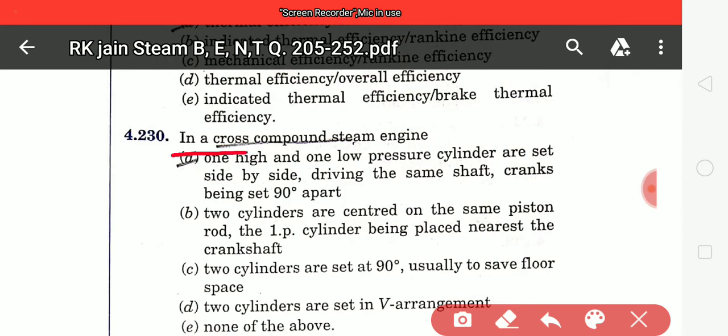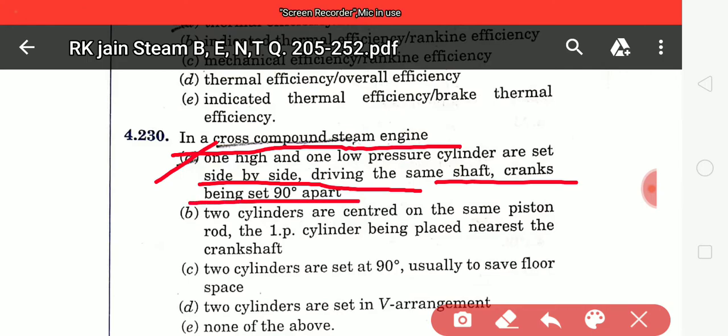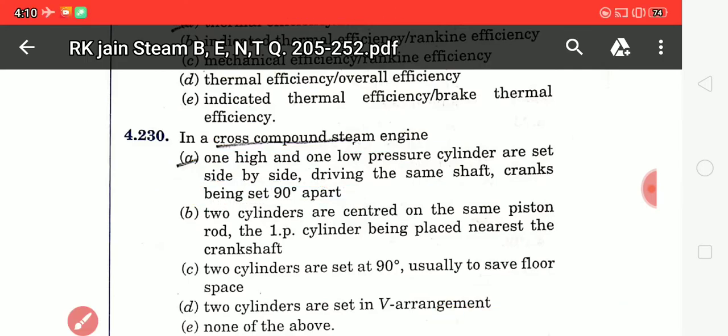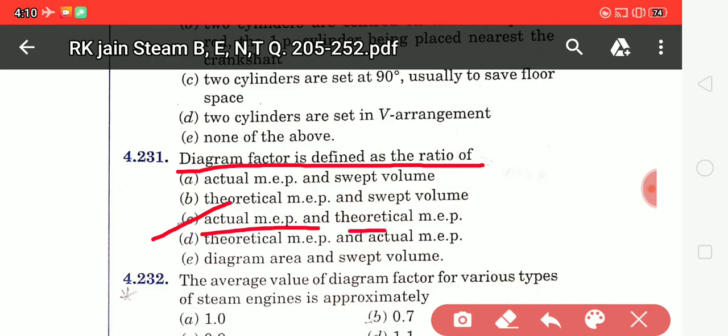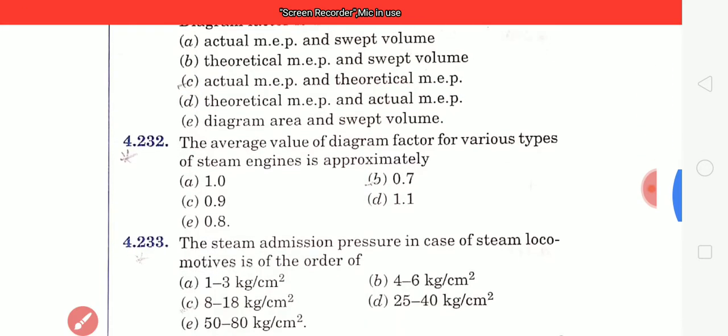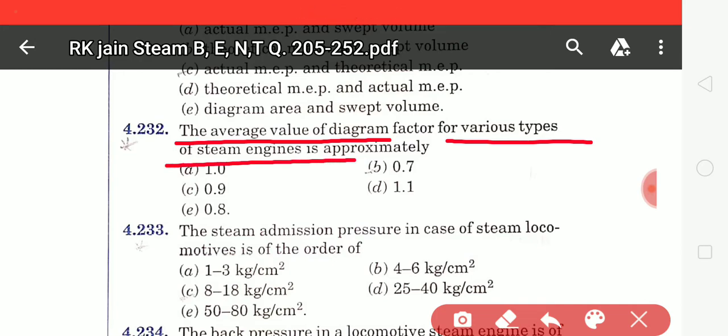Next, in a cross compound steam engine, one high and one low pressure cylinder are set side by side, driving the same shaft, cranks being set at 90 degrees apart. Next, diagram factor is defined as the ratio of actual mean effective pressure and theoretical mean effective pressure. The average value of diagram factor for various types of steam engine is approximately 0.7.